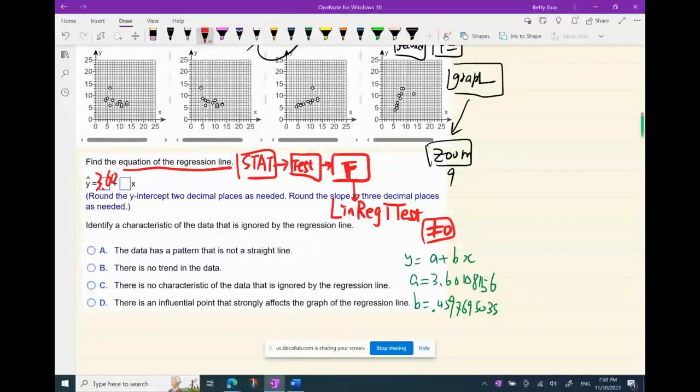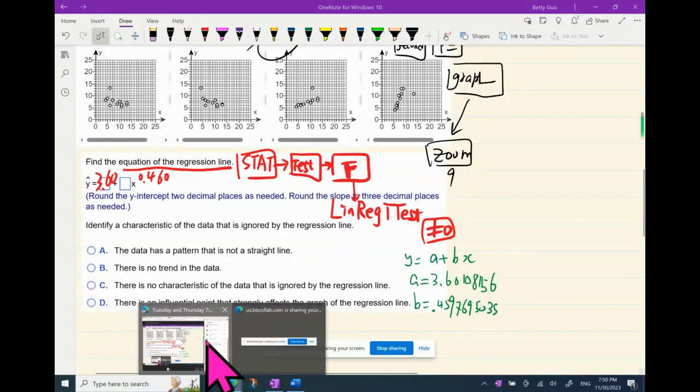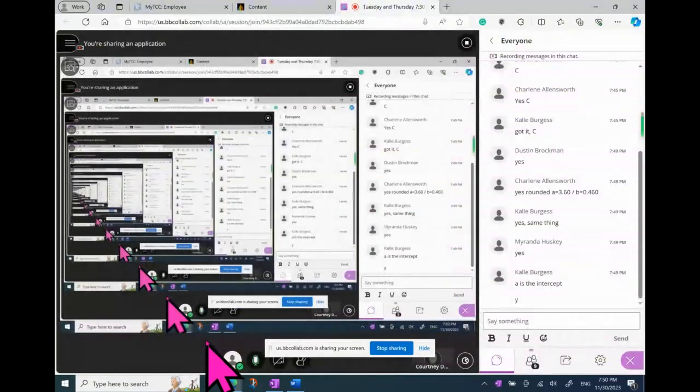So it's 0.460, because 7 is bigger than 5, so round it up. So 0.460, 3 decimal places. Let's see if you have the same thing as me. Exactly, Charlie has exactly the same thing as me. Awesome.